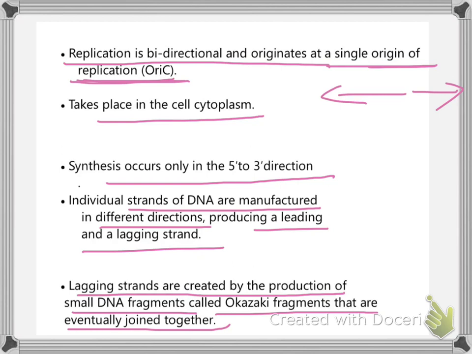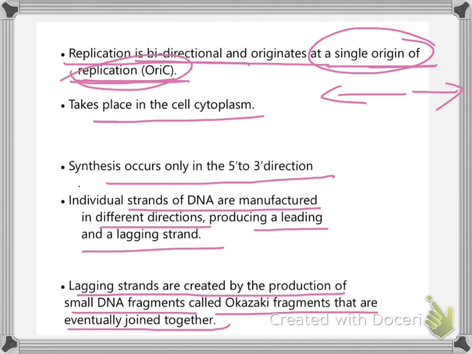Once more, the replication is bidirectional and it originates at a single origin of replication. That is, in prokaryotes, there is only one site of origin of replication. But in the case of eukaryotes, there are many origins of replication. So in prokaryotes, there is only one origin of replication, and that is known as oriC.